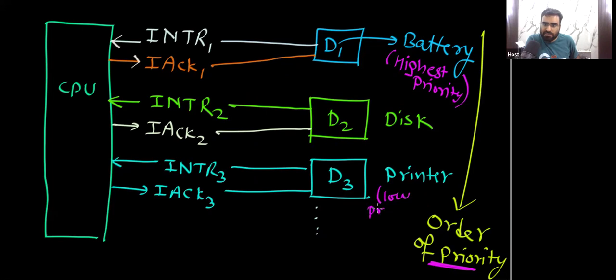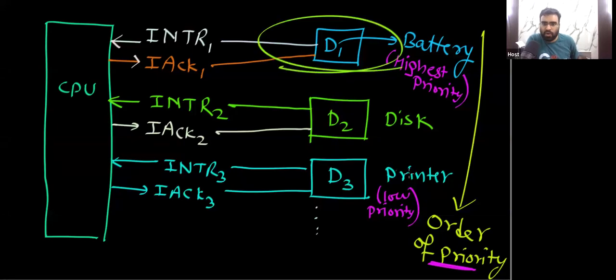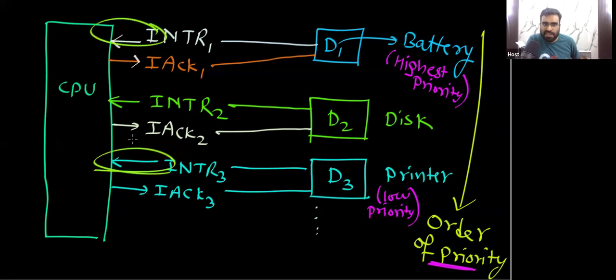So can anyone suggest why I'm doing this? What is the reason? The reason is very simple. See, when the CPU sees that there is an interrupt request, let's assume multiple devices have sent the request. Maybe battery and printer are both sending the request. It means this line is active, and this line is also active.